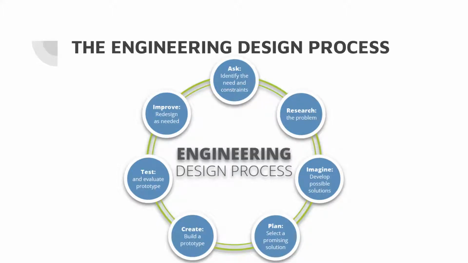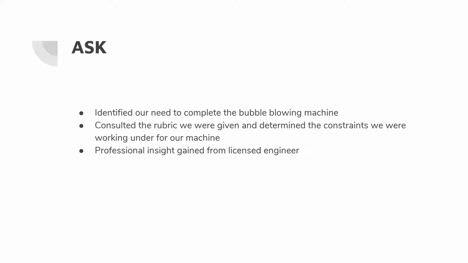The first step in the engineering design cycle is to ask or determine what problems our group is trying to solve. We knew we wanted to build a bubble blowing machine, but we didn't quite know where to start. We decided to ask ourselves a few questions. What did we want the theme of our project to be? What were our goals for the functionality of the machine? And what were the aspects we wanted to incorporate into our design?